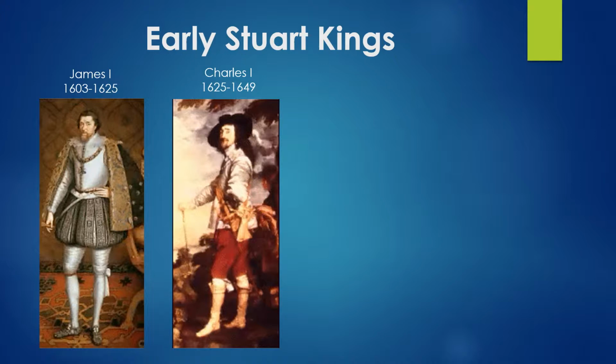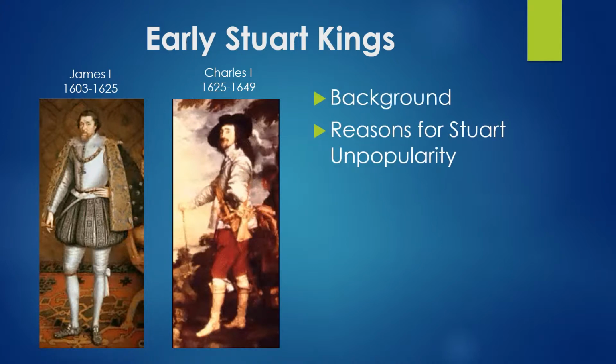James I had been the King of Scotland, and he didn't necessarily understand the idea of Parliament. Plus, Parliament wanted more power. Parliament was increasingly controlled by the Puritans, and especially the House of Commons, and the Puritans didn't like James's friendliness towards Spain. And so we're going to see with James and Charles, the first two Stuart kings, a lot of policies that were just simply unpopular.